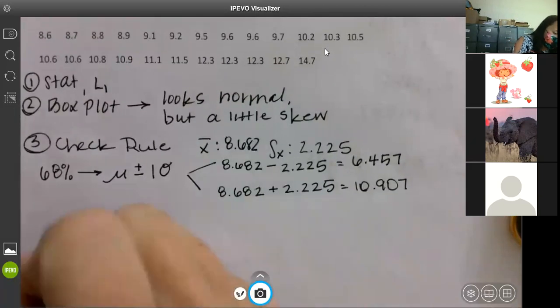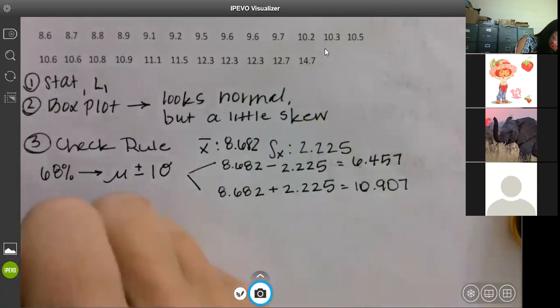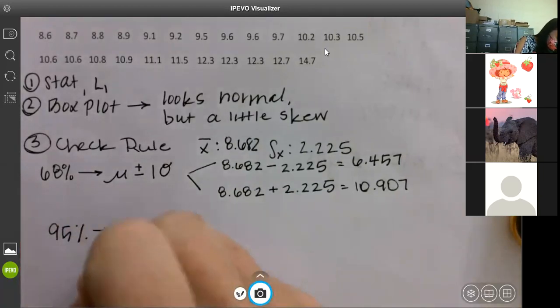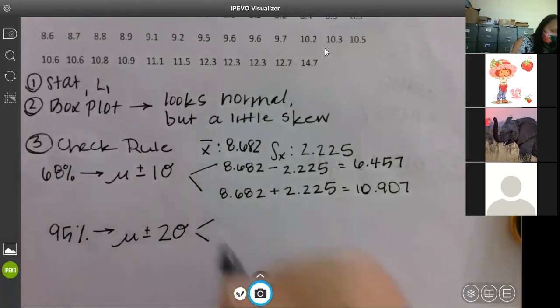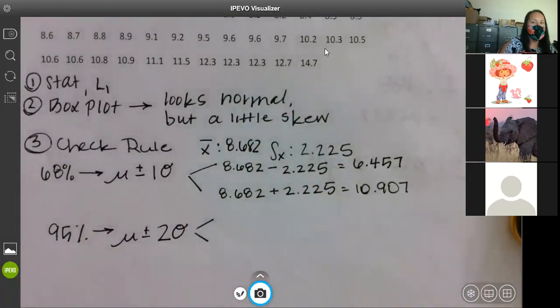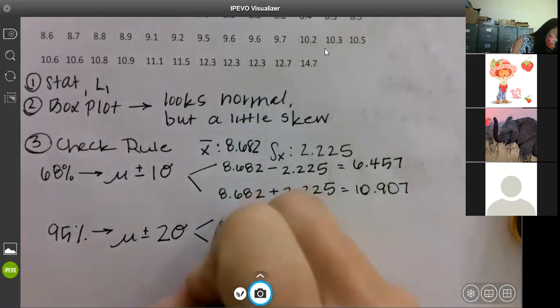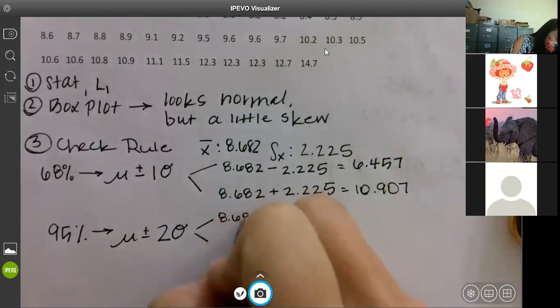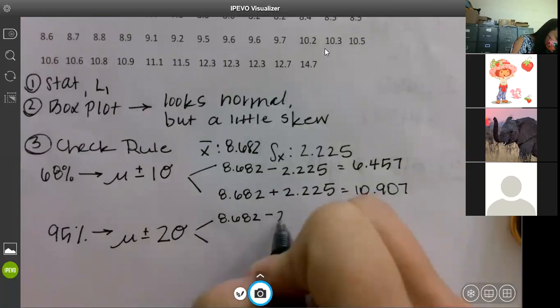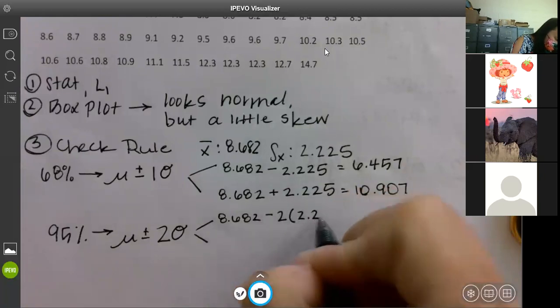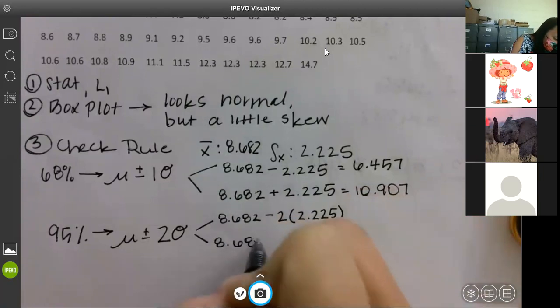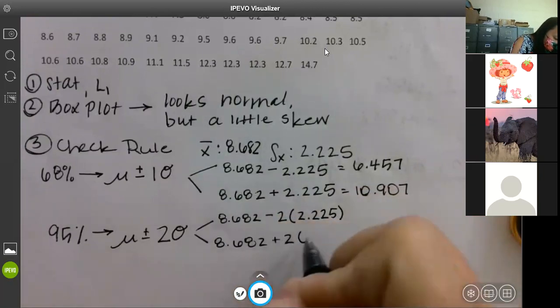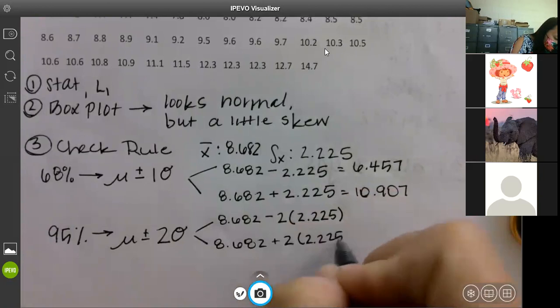So then for 95, it says it's the mean plus or minus 2 standard deviations. So again, I'm going to do the minus first. 8.682 minus 2 times 2.225. 8.682 plus 2 times 2.225.